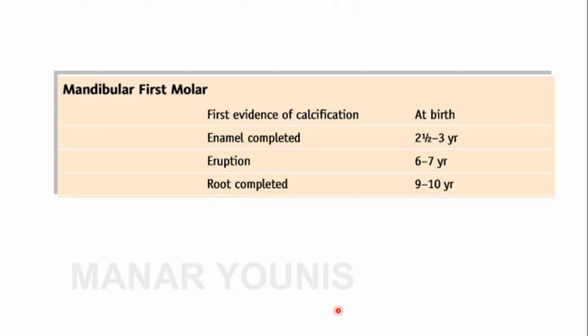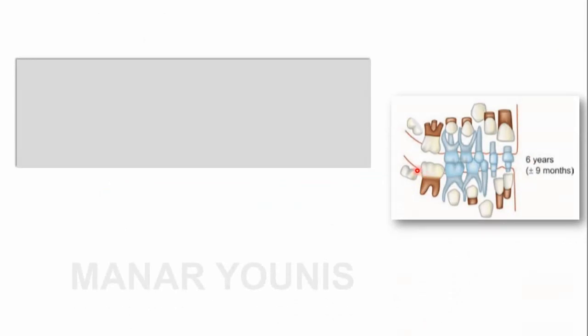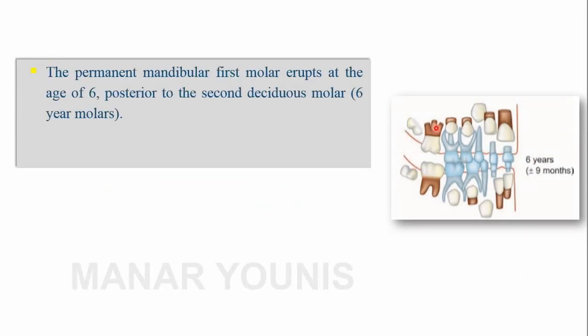Regarding the chronology of the mandibular first molar, the first evidence of calcification is at birth, just like the maxillary first. The enamel is completed at 2.5 to 3 years, eruption at 6 to 7 years, and root completed at 9 to 10 years of age. So, just like the maxillary first molar, the mandibular first molar erupts at the age of 6. So it's considered the first permanent tooth to erupt.